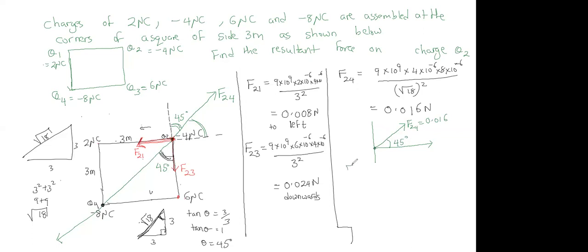So what is going to be our force resolved? The vertical component or the horizontal component? Okay, we can start with the horizontal component. It will be F cos 45. 0.016 cos of 45. Members, are you seeing that? Yes. But the direction is this side, so that is okay.